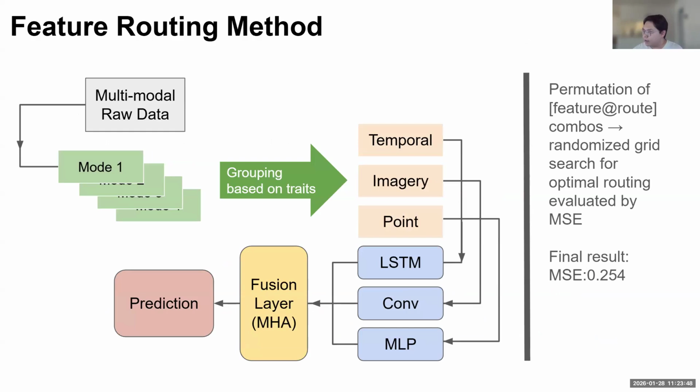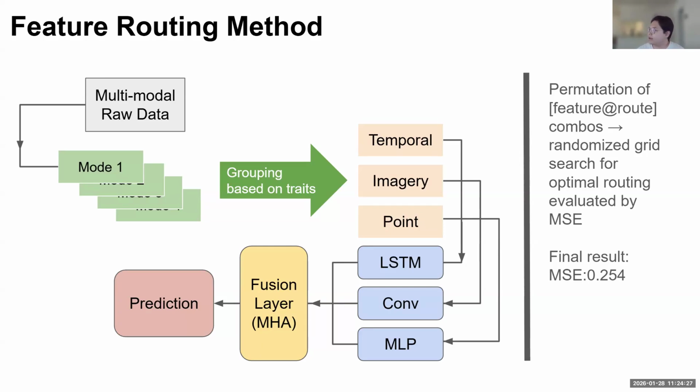So we group our extracted features into different groups based on their traits. And then we feed them into 3 distinct pipelines, being an LSTM, a convolution, and a multi-layer perceptron. And we fuse their results through a dedicated fusion layer using multi-head attention, which is quite conventional these days. And then we take the output from the fusion layer and eventually compile it into a prediction as our result. So this is the high level idea.